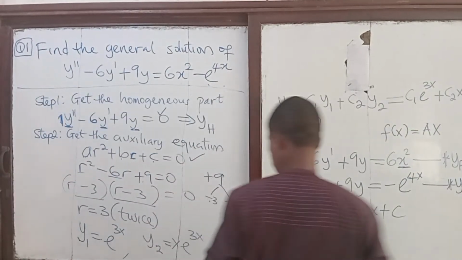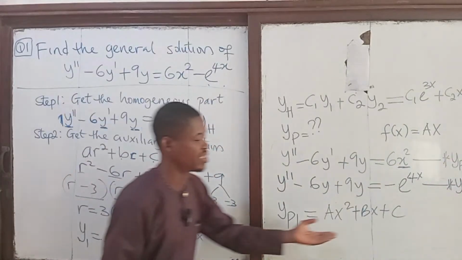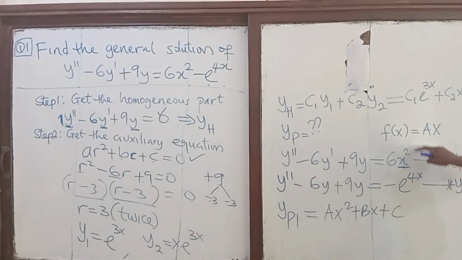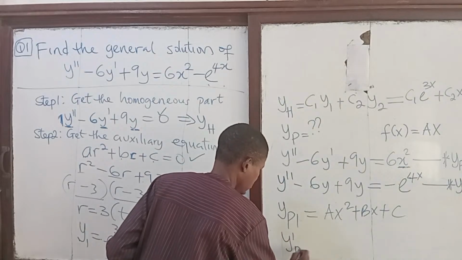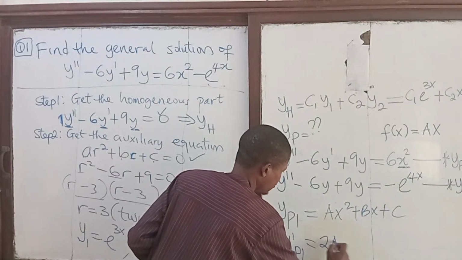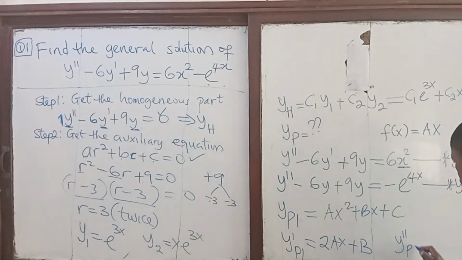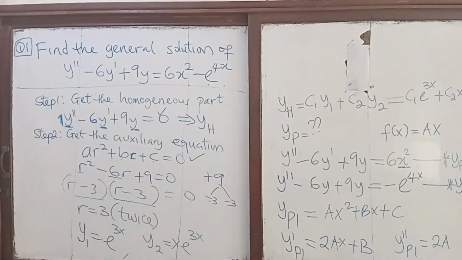In this case, the auxiliary equation has no similarity with the f of x. So that's yp1. Can we get the first differential? That will be 2ax plus b. Can we get the second differential of yp1? That will be 2a. So that's the first and second differential.